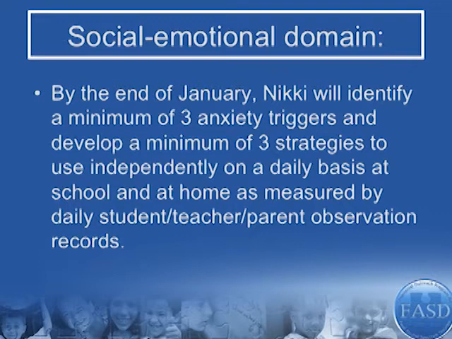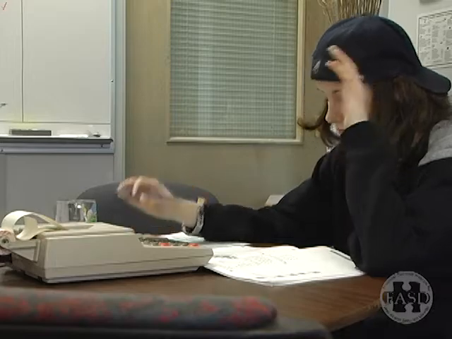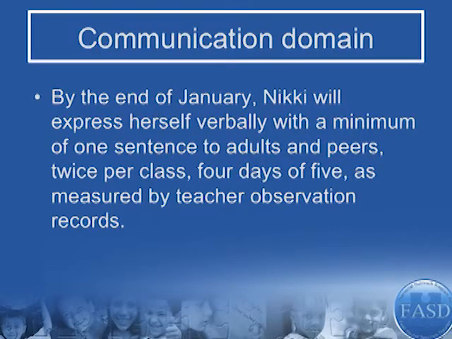By the end of January, Nikki will identify a minimum of 3 anxiety triggers and develop a minimum of 3 strategies to use independently on a daily basis at school and at home as measured by daily student, teacher, parent observation records. For the communication domain, the group came up with the goal, by the end of January, Nikki will express herself verbally with a minimum of 1 sentence to adults and peers, twice per class, 4 days of 5, as measured by teacher observation records.